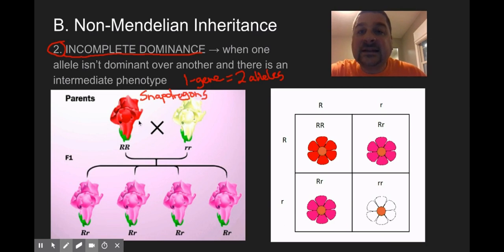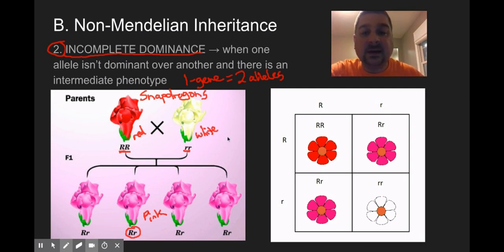And in the classic snapdragons example, you see that if you have 2 alleles for red, the flower is red. If you have 2 recessive alleles, the flower is white. Well, we'd think they're recessive, but when we do crosses, look at what all the heterozygotes are. Pink. So when you cross red and white, it blends the 2 colors together, and you get this pink color.